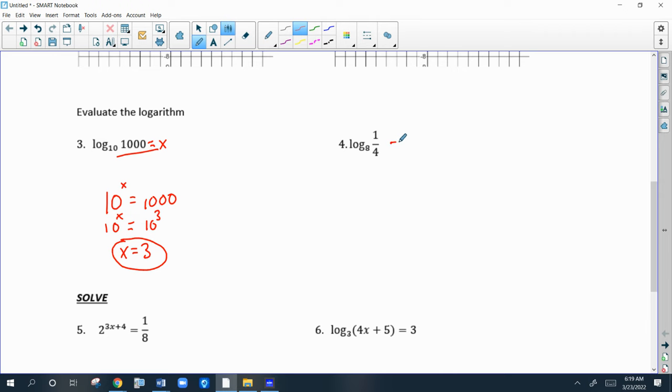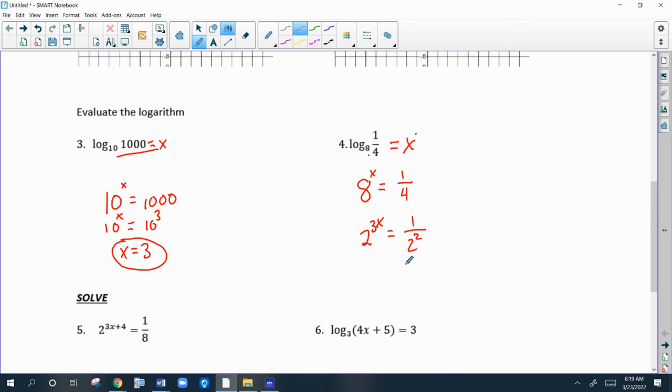Number 4 is the same type of question. Set it equal to x, change it to an exponential equation. So we have 8 to the x equals 1 over 4. The common base here is 2. So 8 is 2 to the third. We still have that x there. 4 is 2 to the second.